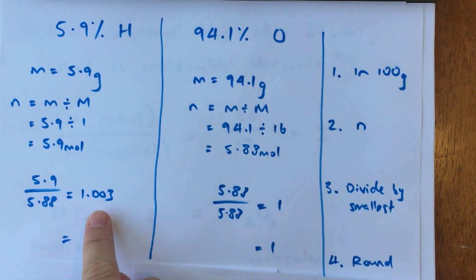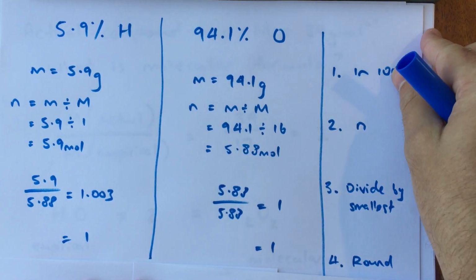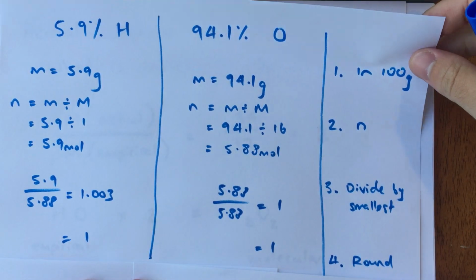So I'm going to round both of these to be exactly 1, because when I express my empirical formula, I don't want to have H 1.003, I want to have them as whole numbers. Now a little disclaimer here, if this was 1.5, you wouldn't really want to round 1.5 up or down. What you would do there is double them both, so it becomes then 3 and 2. We'll deal with an example like that in another video.